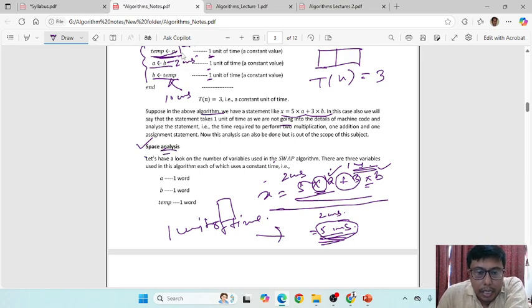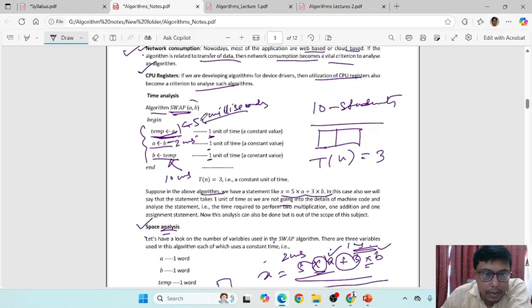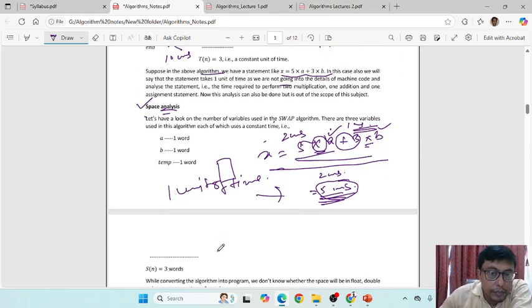Now you see here how many variables we are using. If you revisit this particular algorithm, how many variables we are using? We are using a, b, and this temp. That means total 3 variables we are using. Each of these variables will be taking one word each.